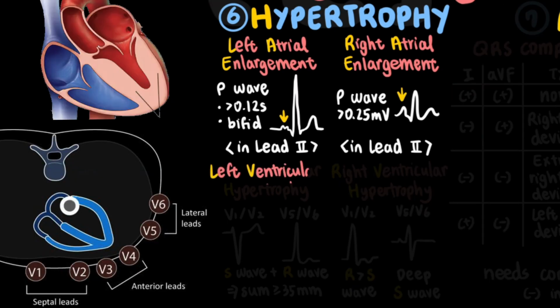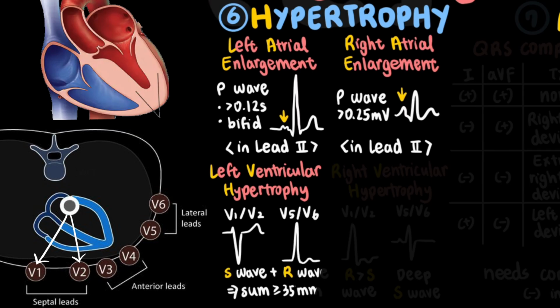In left ventricular hypertrophy, or LVH, the S wave in V1 or V2 plus the R wave in V5 or V6 adds up to more than 35 millimeters. The reason is that the thickened left ventricle produces a much stronger leftward depolarization vector. This deepens the S waves in the right-sided leads and enlarges the R waves in the left-sided leads.